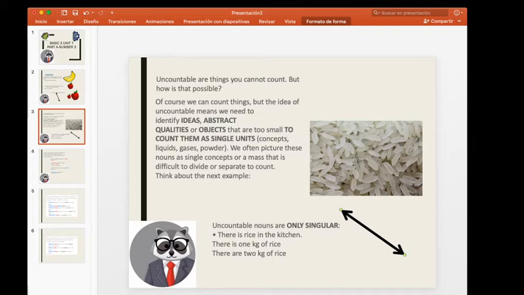Okay? So, the uncountable nouns, we use them only in singular. For example, there is rice in the kitchen. What is the quantity? I don't know, but there is rice. Okay? For example, when we talk about quantities, there is 1 kilogram of rice. As you can see, the noun is in singular. For example, there are 2 kilograms of rice. The noun is in singular again. Okay?